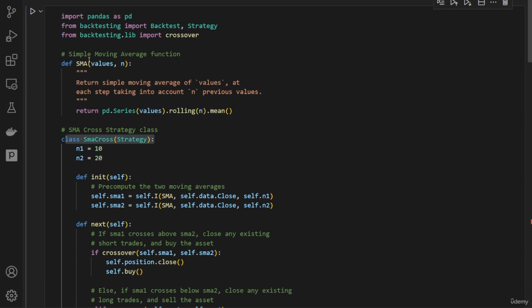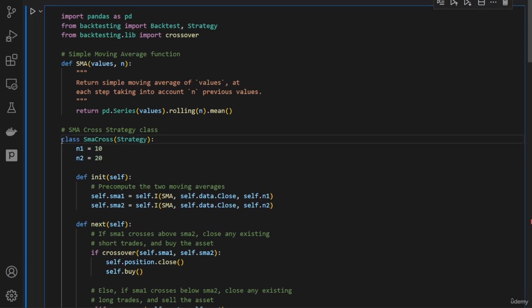First we're defining a simple moving average function, SMA. It takes the values and then n, which is the length of the moving average, and it just returns the simple moving average. We apply a rolling window on the values, and then compute the mean over this window, over the whole set of data. We're going to use this function later in our strategy using two lengths, with the parameters n1 equal to 10 and n2 equal to 20.